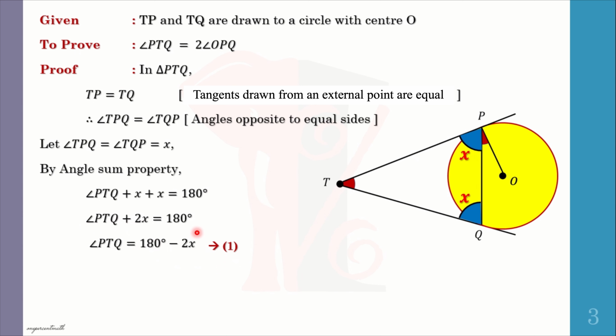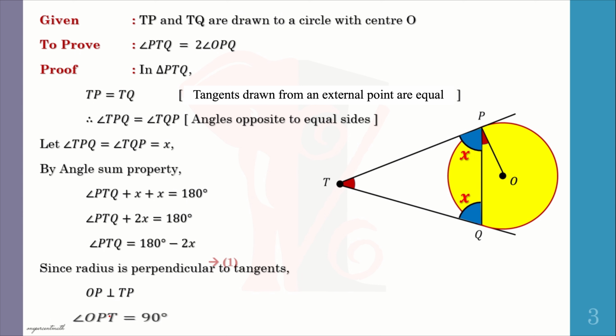Now remember, we need to replace x. In place of x, what I need is OPQ. So for that, we are going to take theorem 10.1. What does it say? Radius is always perpendicular to the tangent when it is drawn to the point of contact from the center. So OP is perpendicular to TP. By this, see here, angle OPT, can you see angle OPT? O to P, P to T, OPT means this particular angle, correct? So this angle is 90 degrees. Why? Because OP is perpendicular to TP.